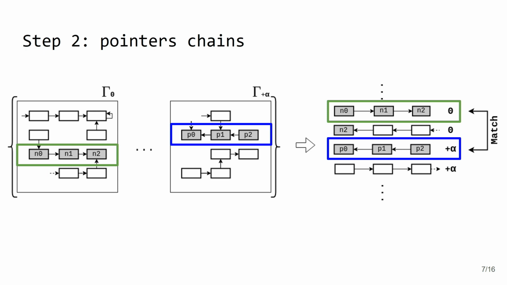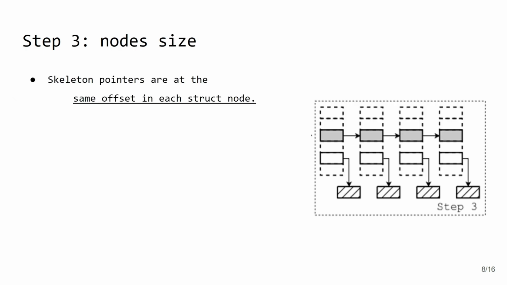Imposing the topological constraints, we match chains that are part of the same data structure skeleton using a hash function derived from a Galois group, and filter out these false positives. More details on the matching phase are in the paper, because it's very complex. In the next step, we have to determine the size of the nodes in each data structure.